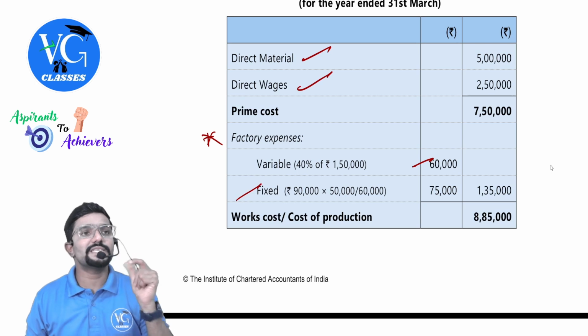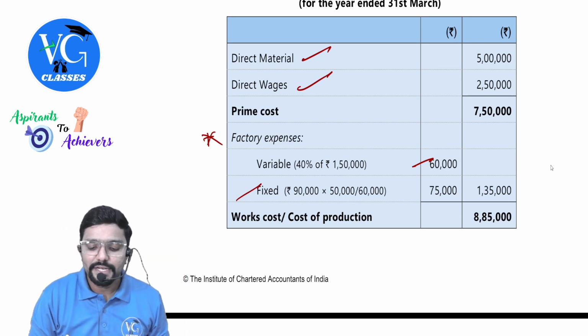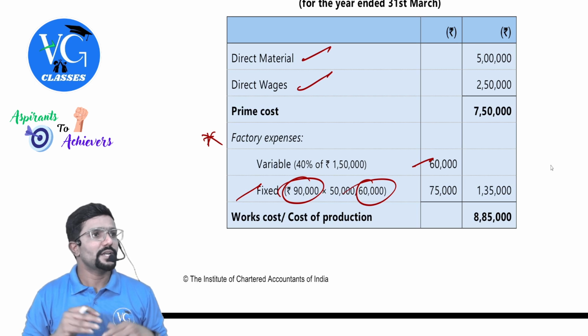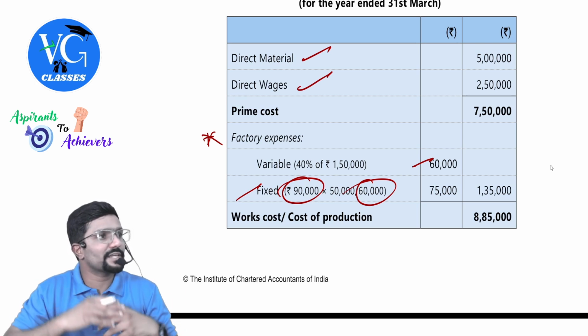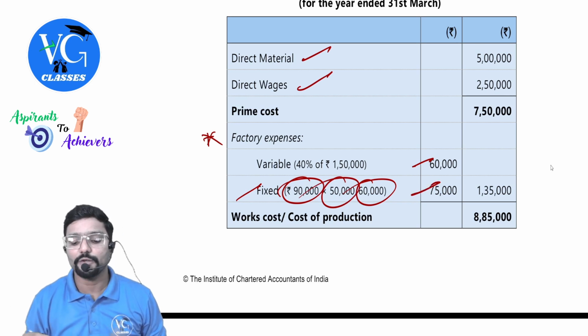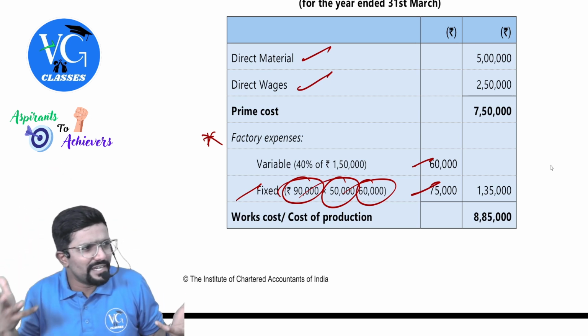Whereas fixed overhead we will charge based on what? Predetermined overhead rate. What is the predetermined overhead rate? 90,000 is my amount divided by 60,000. Now we will observe for actual production units. What is actual production units? Into 50,000. How much is it coming to? 75. We have incurred 90. 75 is observed. That means under absorption?